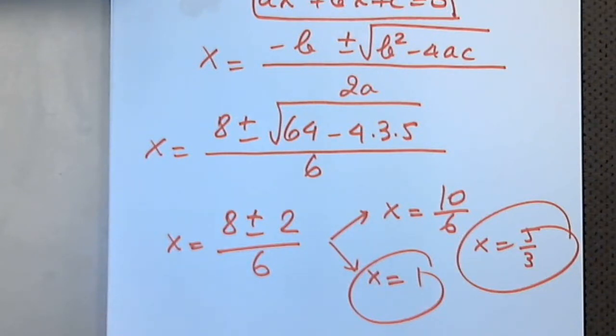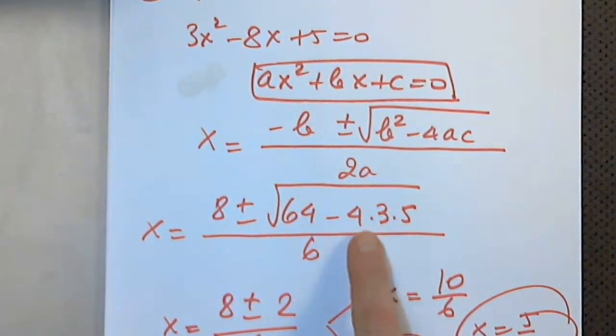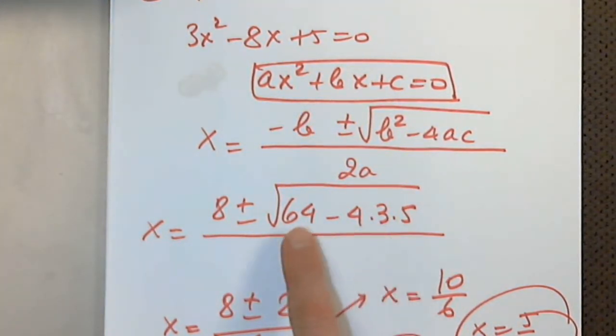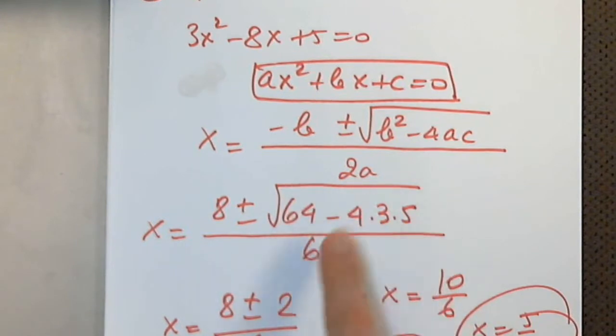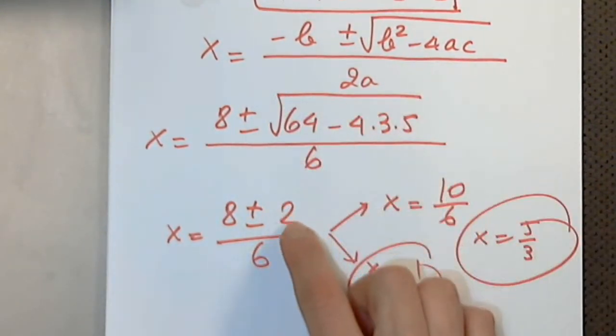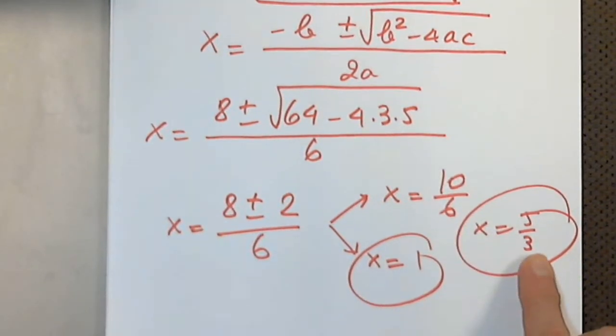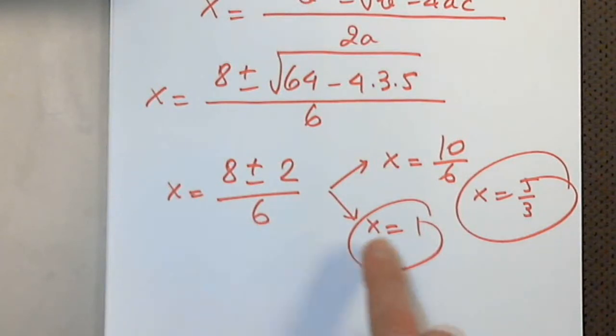So which one did you? I'm sorry? I must have been looking down at my paper. So 4 times 3 is 12, 12 times 5 is 60, 64 minus 60 is 4, the square root of 4 is 2. Oh, okay. All this is 2. 8 plus 2 is 10, 10 over 6 is 5/3. And 8 minus 2 is 6, 6 over 6 is 1.